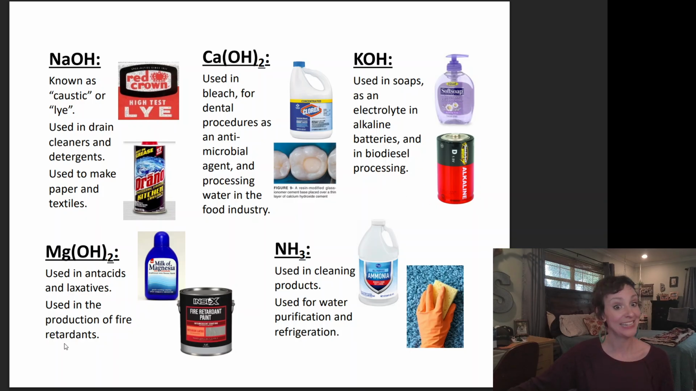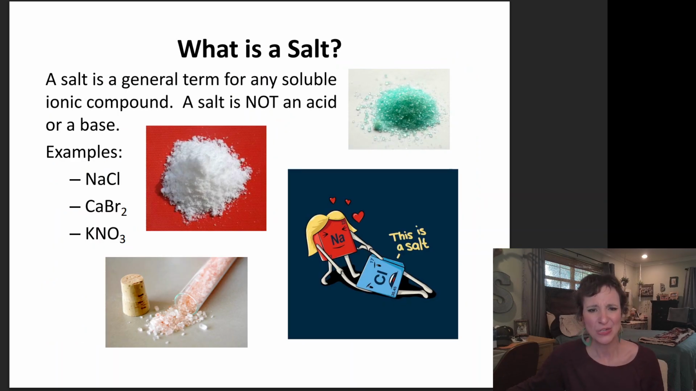Here we got magnesium hydroxide. It's used in antacids, which means it makes your tummy feel better, and in laxatives. It's also used in the production of fire retardants. And then here's my ammonia, my little ammonia that does not have the hydroxide, but she's telling me she is a base still. Yeah, more on that later. But ammonia is often used in cleaning products and for water purification and refrigeration. So lots of good uses for our bases here, which is really fun.